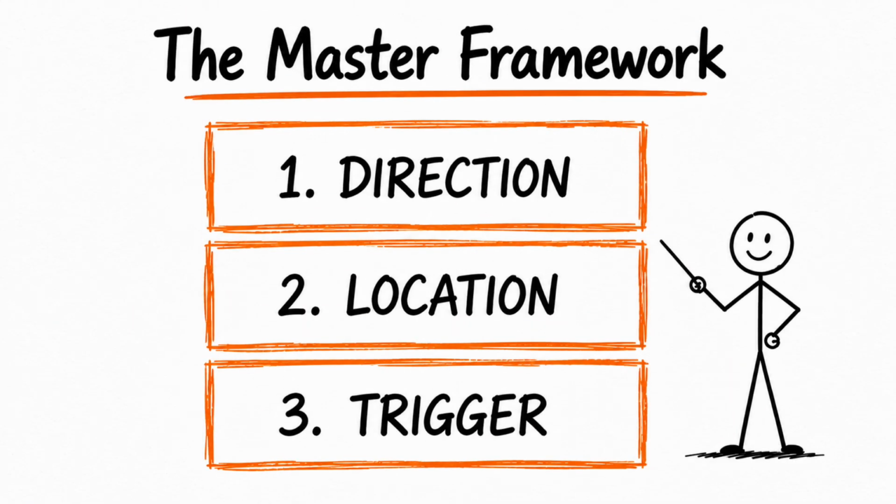22. The Master Framework. Now, this is the part I want you to remember. Because after 21 strategies, you might be thinking, do I really need to use all of these? No, absolutely not. In fact, trying to use all 22 on every trade can make your analysis worse. Instead, organize them into 3 layers.